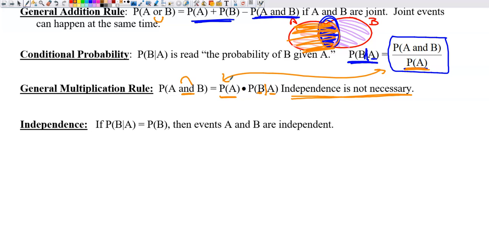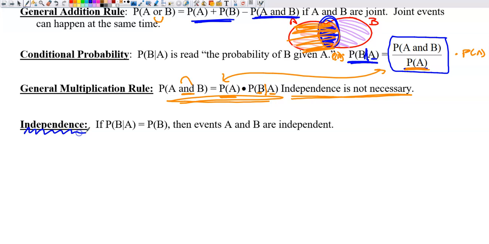I mean, think about it. If you just multiply both sides by the probability of A, don't we end up with this? So they're really the same formula. It's just kind of what are you trying to do? Are you trying to find the conditional probability, or are you trying to find the probability that they both occur? And lastly, and we'll spend a lot of time on this, it is going to take some practice.